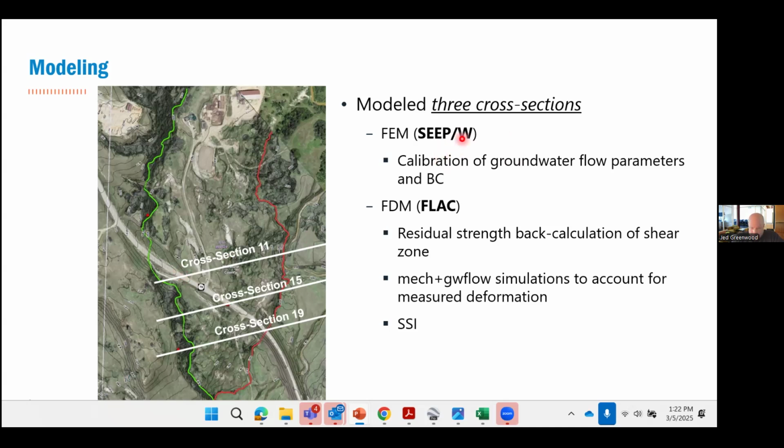As I mentioned, we did finite element SEEP/W to calibrate the permeability of the materials and the boundary conditions. Then from that, we went into FLAC and we did the back calculation of the shear strength for the bad actor, which I'll show later. This was a coupled simulation because we wanted to account for the measured deformation rate. And then when it came to looking at the stabilization scheme, our soil structure interaction, we were able to do that in FLAC with the drilled shafts that I'll be talking about.